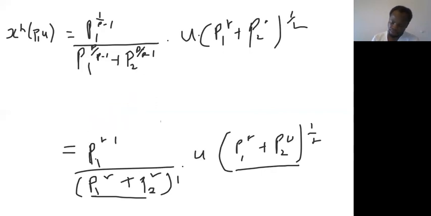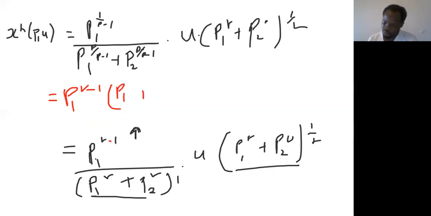So that means I'm continuing from here. I can say that if that's the case, then this one is the same as P1^r minus 1, multiplied by (P1^r + P2^r) into bracket 1 over r. Because when it crosses up to the numerator, it becomes minus 1 multiplied by U, right?